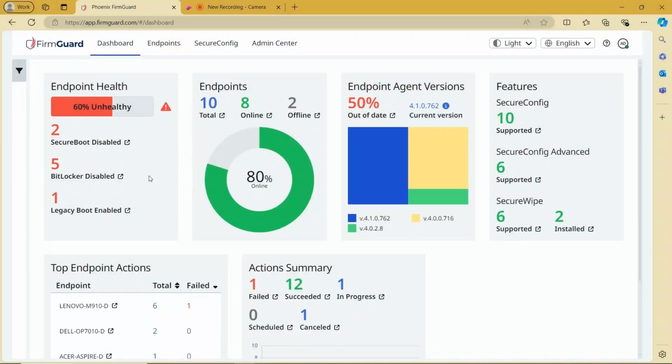In this video, I'm going to show you how an MSP can benefit from the information provided by the FirmGuard SecureSense feature. For those that are not familiar, SecureSense provides detailed endpoint information at a technician's fingertips.